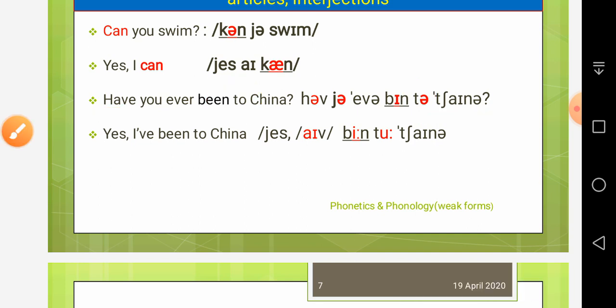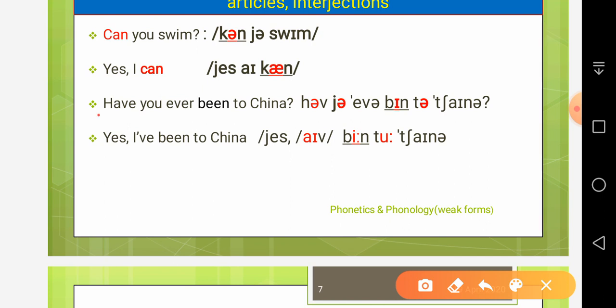Okay, in connected speech you will hear this sentence like this. Let me try. Have you been to China? Have you been to China? Okay, rather this "have" will also be weak: have you been to China? And if you want to stress, then you will say like this: yes, I have been to China.